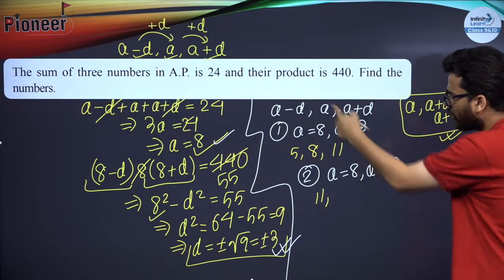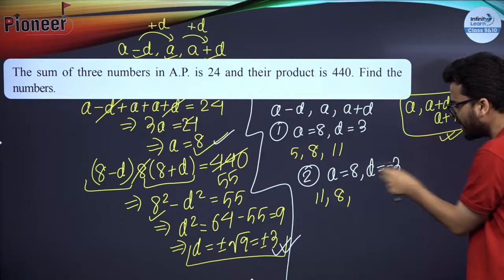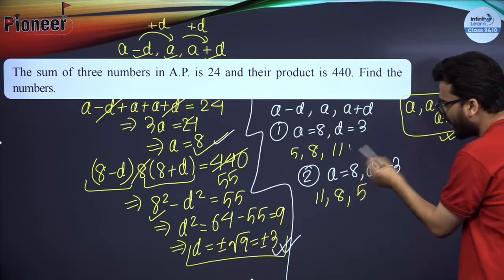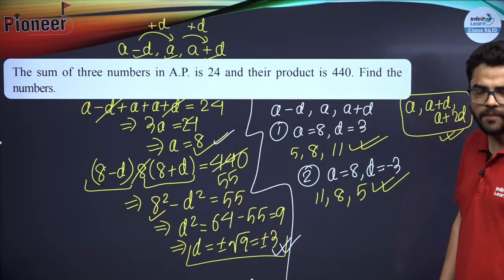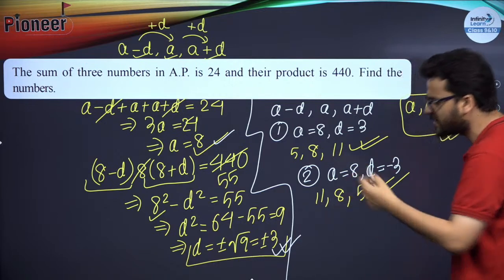Correct? Now a is already 8 only. And then it will be a plus d, which means d minus 3. So you'll get 5 only. So basically 5, 8, 11 and 11, 8, 5. These are the 2 APs possible over here. In this case, the common difference is 3. In this case, the common difference is minus 3.